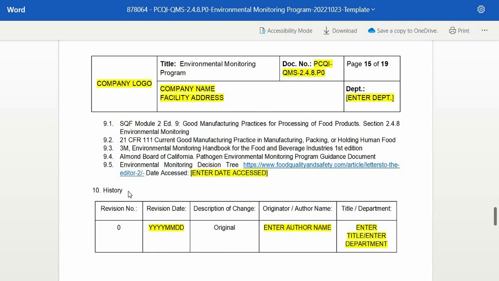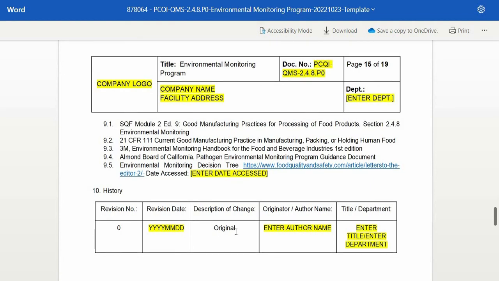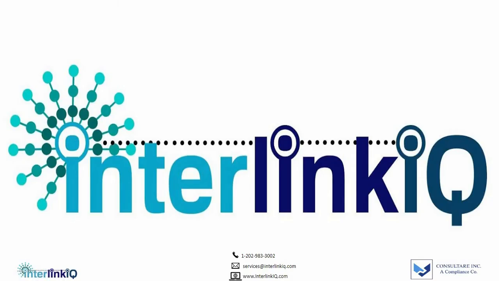Lastly, history. The history section is where we can update the program if there are any changes or revisions made in the document. If there is a revision, enter the revision number, followed by the revision date, then the description of the change made, the name of the author or the originator, and the title or department of the author or the originator.